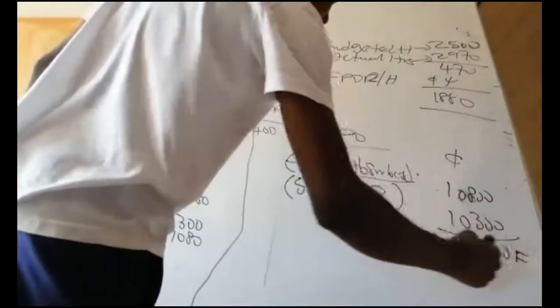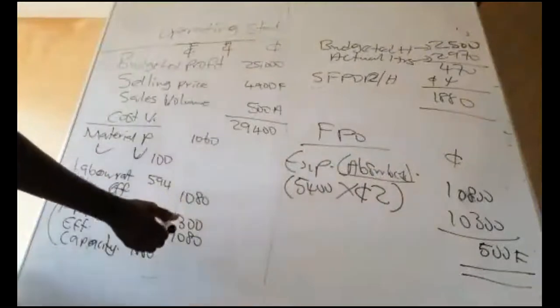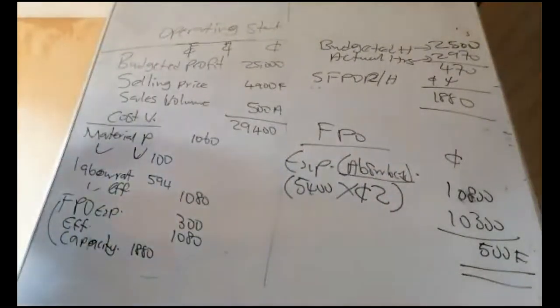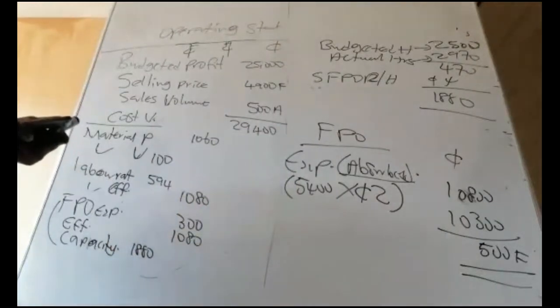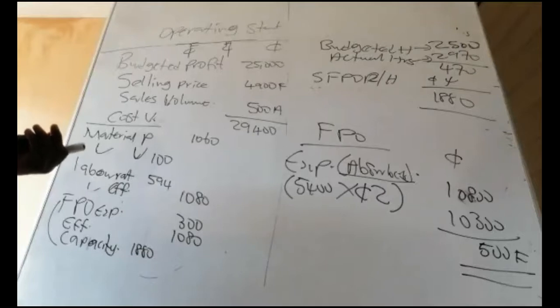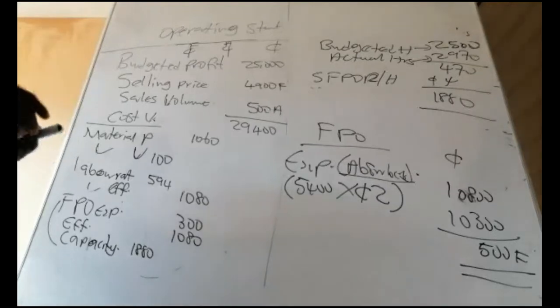500 favorable. So it means that if you add these three together, you get 500 favorable. So this and this, the total adverse of 1,380 less 1,880. So that's 500 favorable.